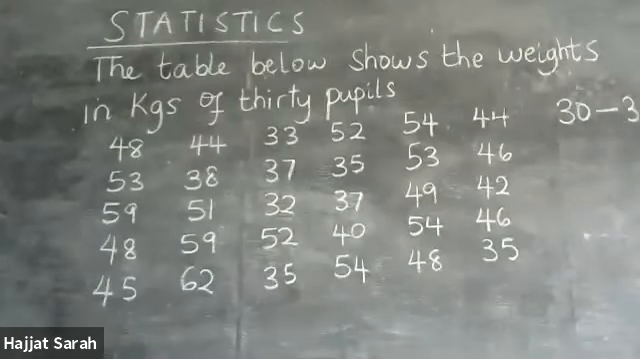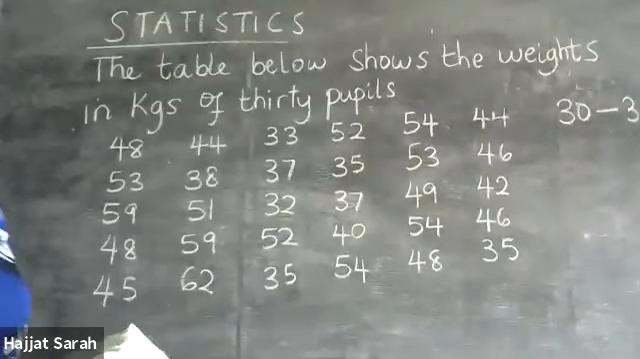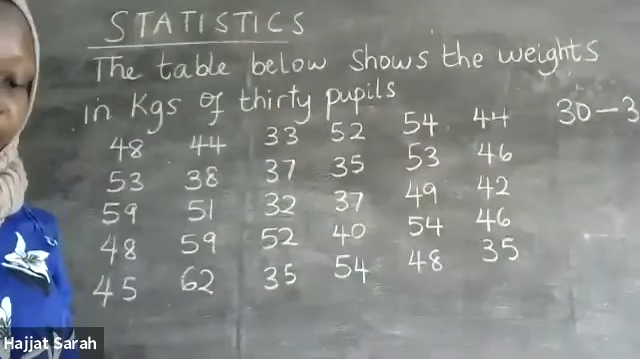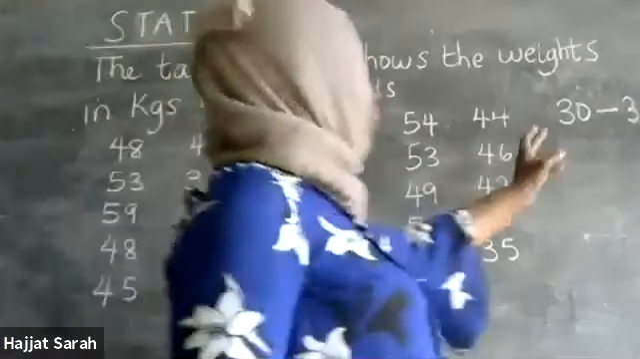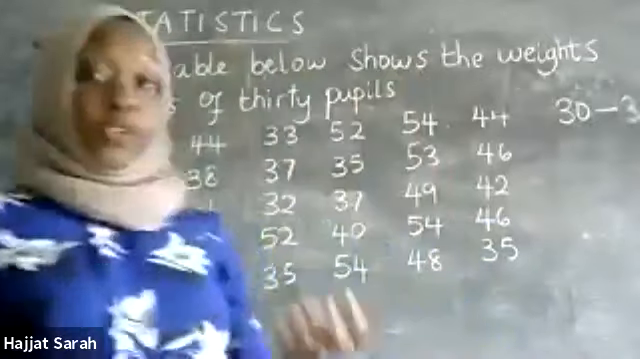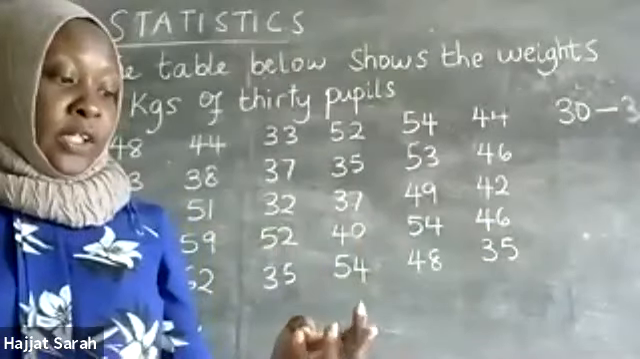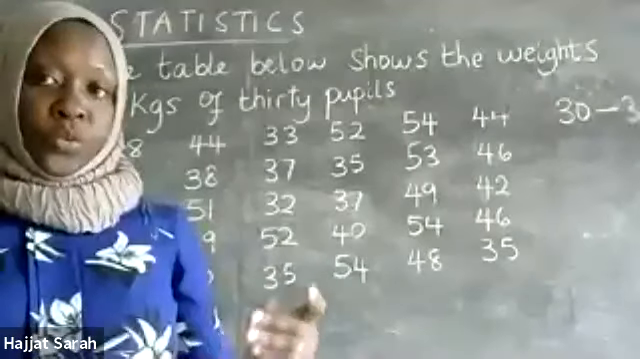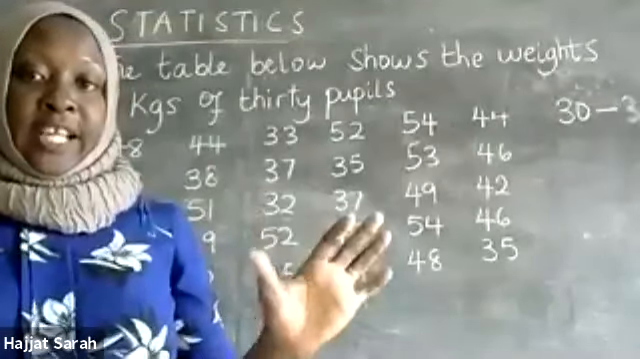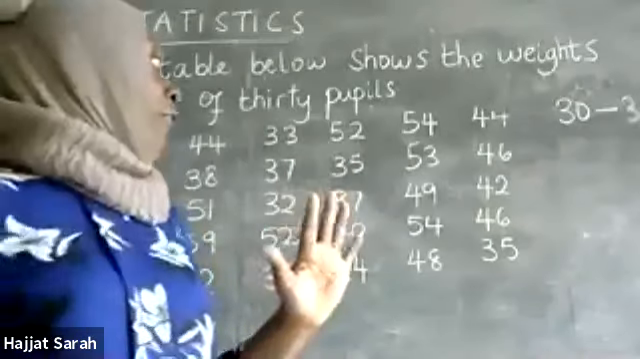Estimate the mean weight of the pupils using your table. They've told us that our width is 5. So when they give us the class, we are starting from 30 to 34. 30 to 34 is 30, 31, 32, 33, 34. Those are 5.